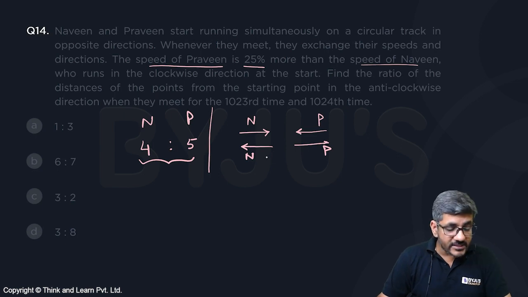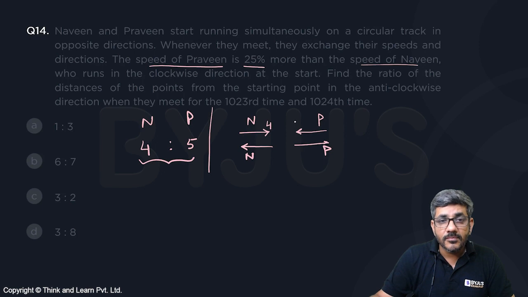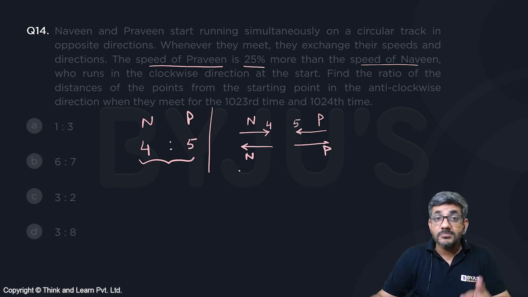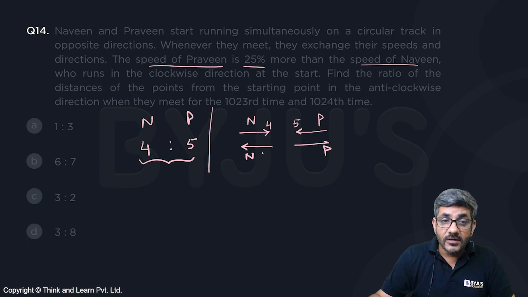Now, Naveen has a speed of 4, Praveen has a speed of 5. So Naveen is coming at a speed of 4, Praveen is coming at a speed of 5. They just change their directions, but they also exchange their speeds. So basically, Naveen goes at a speed of 5, Praveen goes at a speed of 4.